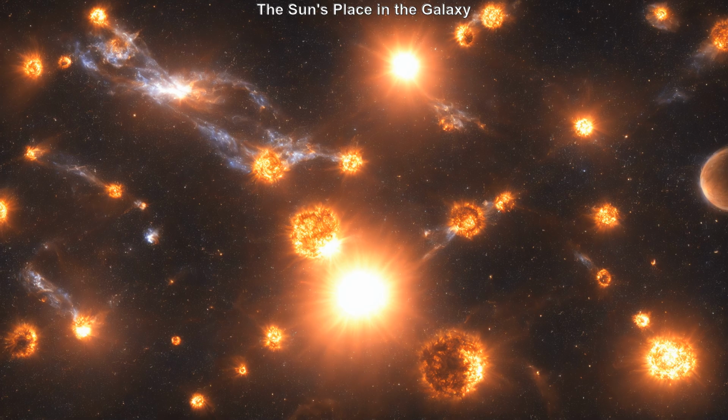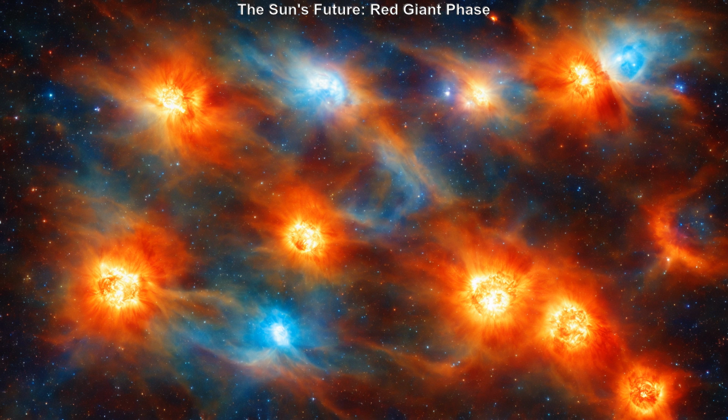The Sun resides in the Orion arm of the Milky Way galaxy, orbiting the galactic center at a speed of approximately 220 kilometers per second. In billions of years, the Sun will run out of hydrogen fuel in its core, causing it to expand into a red giant. This expansion will engulf Mercury and Venus.